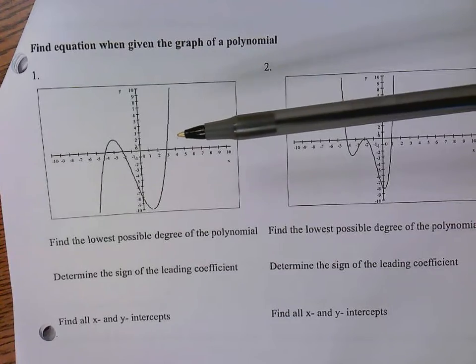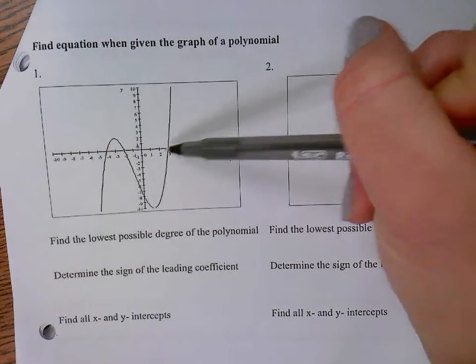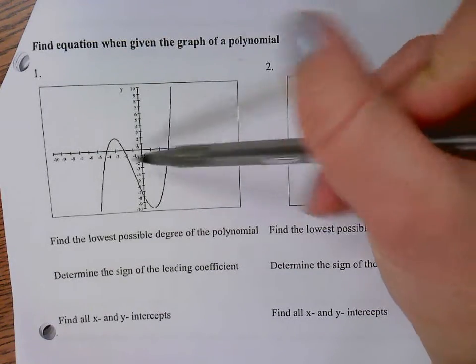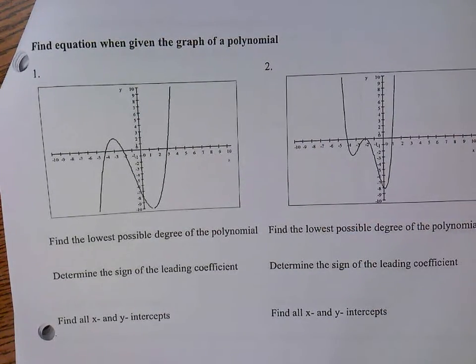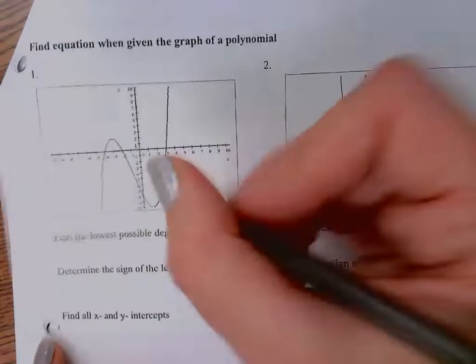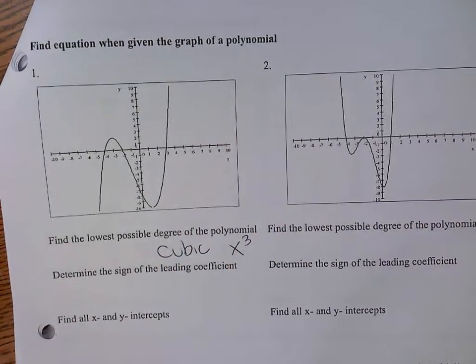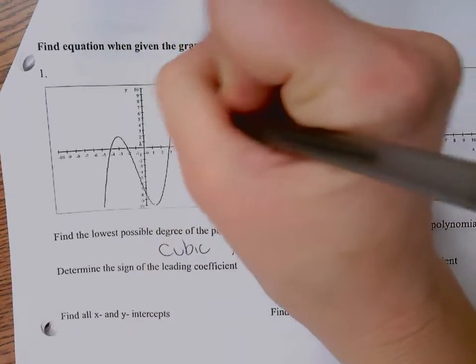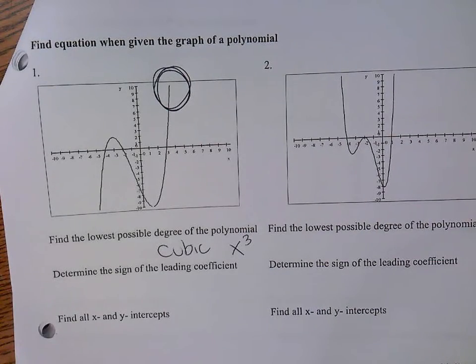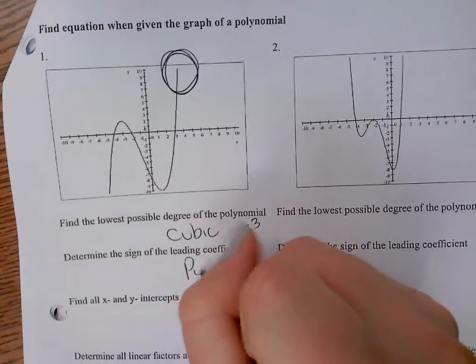It could be, because how many x-intercepts are there? 1, 2, 3. How many turning points are there? 1, 2. That fits cubic like a glove, right? Because it has the same number of zeros and one less turning point. So cubic, or if you want to put x cubed. Determine the sign, so that's positive or negative, of the leading coefficient. What does this tell you? Why is it positive? Because the right side is pointing up, right? So the leading coefficient is positive.